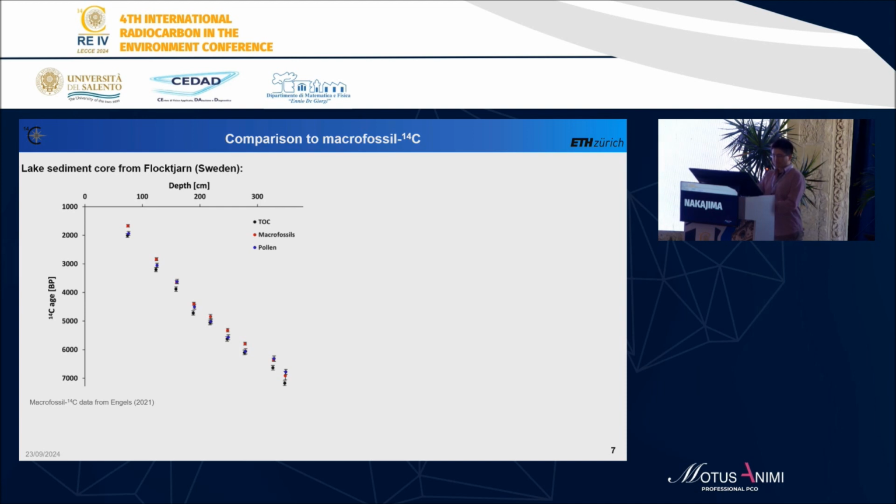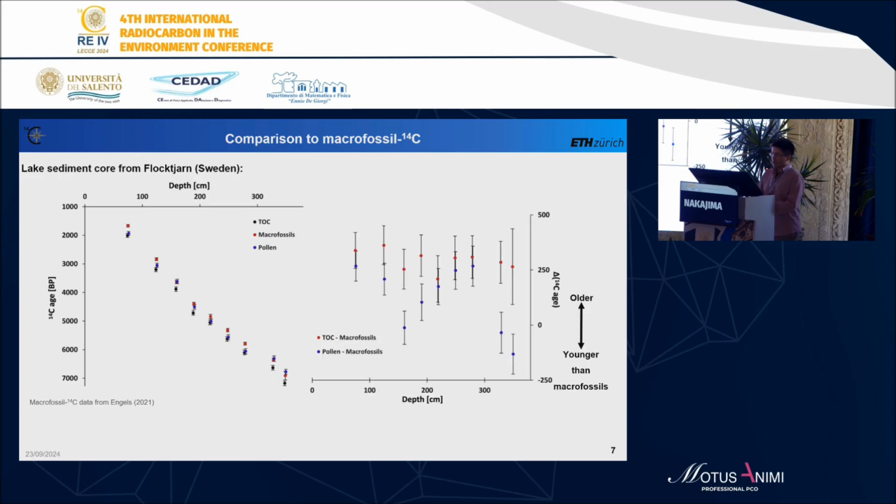located in Sweden. And here we see that pollen, macrofossils, and TOC generally follow the same line with some age offset. If you look closer, now the difference in radiocarbon ages between macrofossils and TOC, and pollen and macrofossils, we see that in red, the TOC is systematically older by around 300 radiocarbon years. Makes sense.